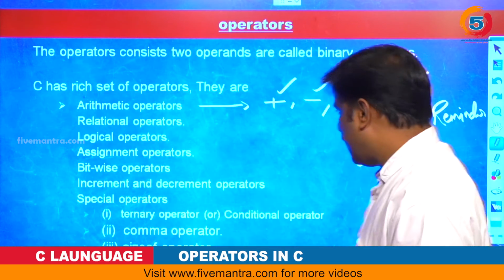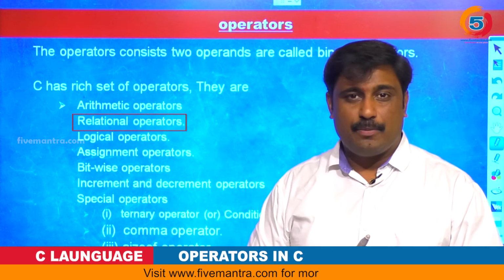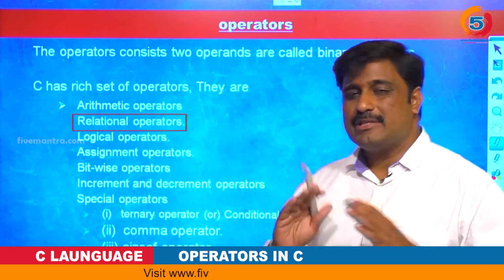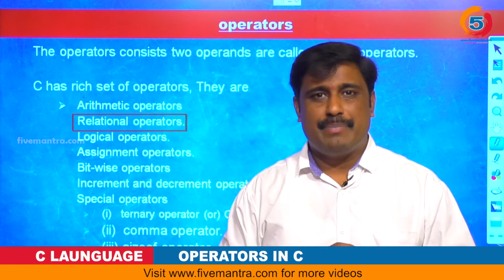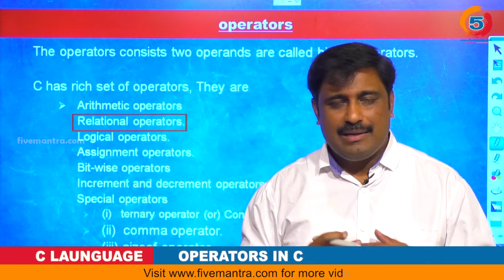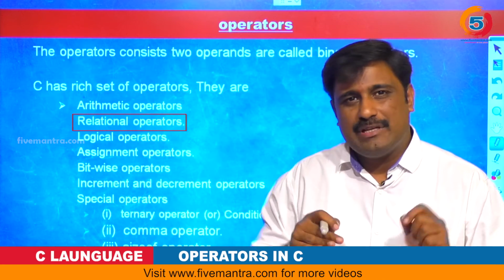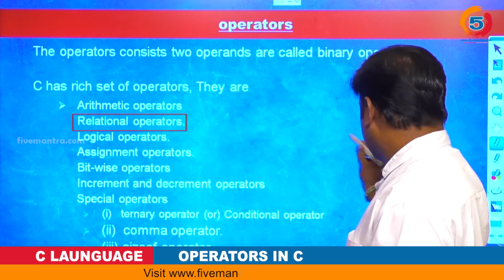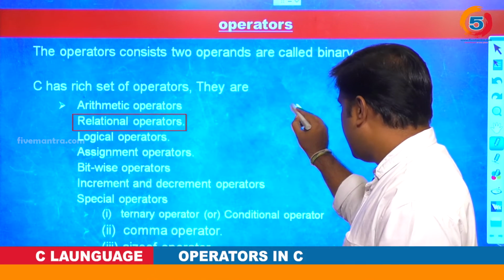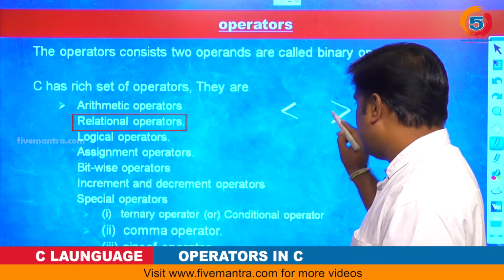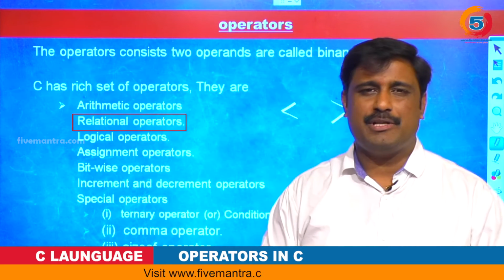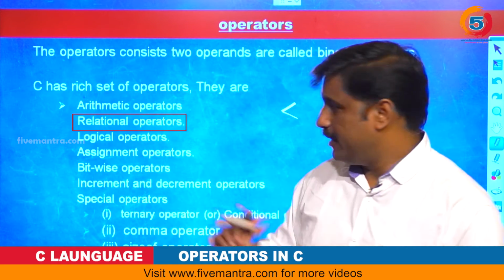Next, let's go with another operator, the relational operator. I want to find whether a given number is smaller, or I want to compare two numbers, two entities, or two operands. How do we do that? For that we have special symbols. Those symbols we call relational operators, like less than, greater than, less than or equal to, and greater than or equal to.